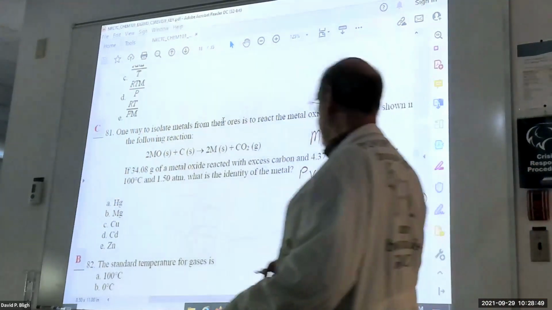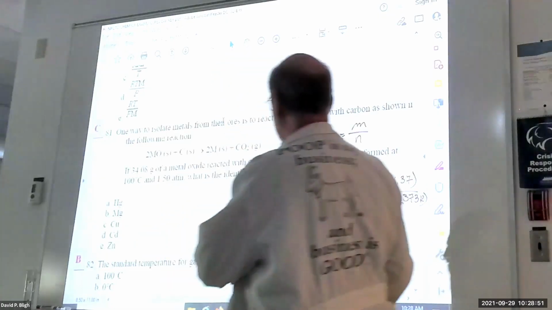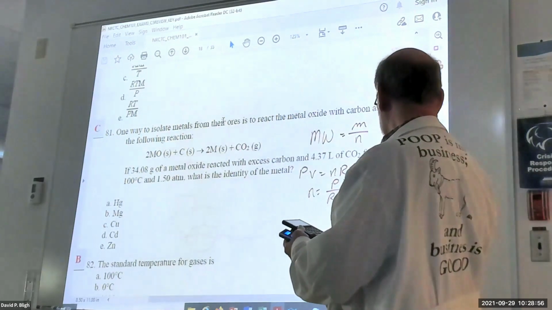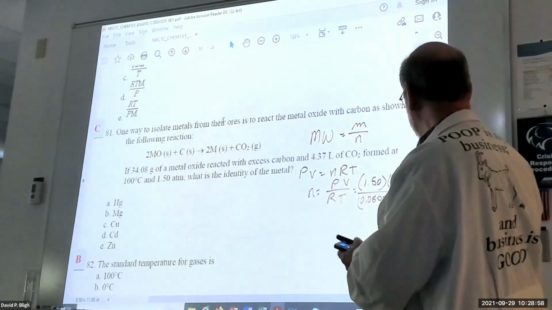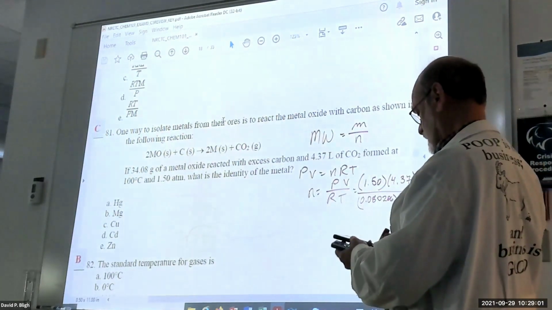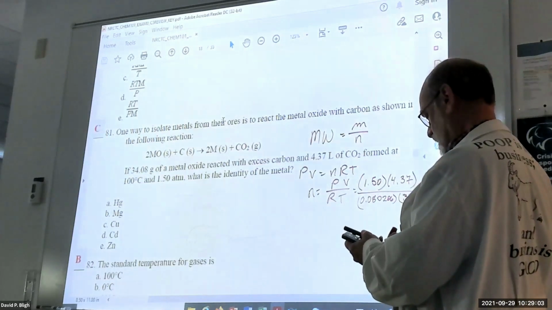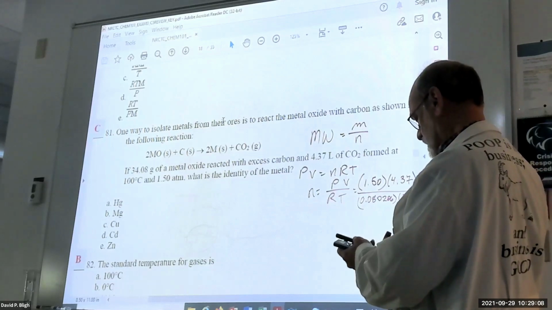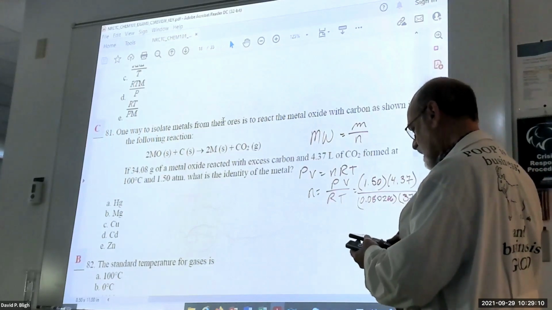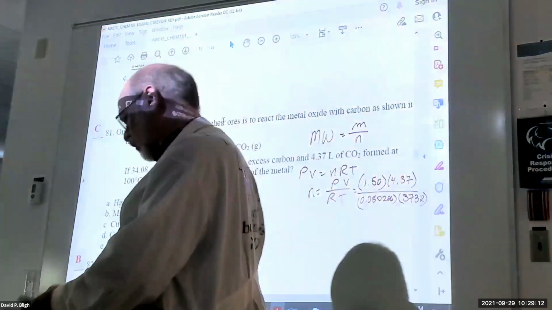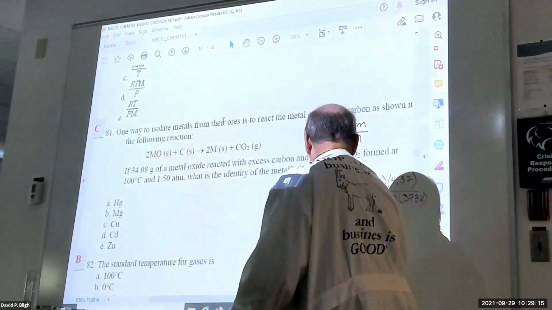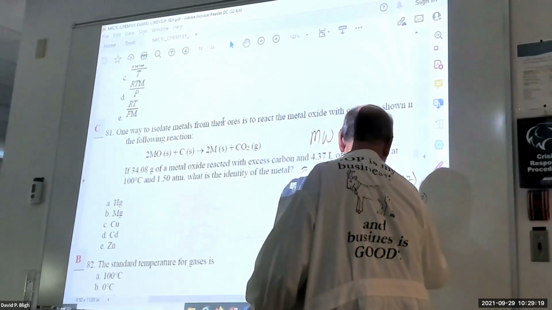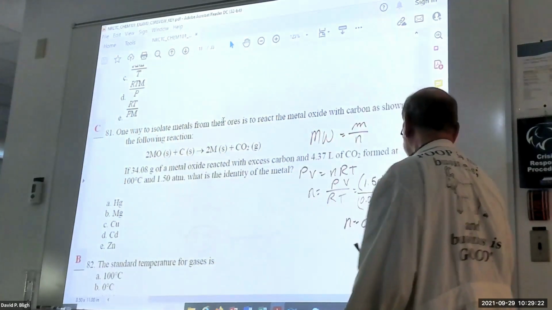Okay. Now we'll find out how many moles of carbon dioxide were produced. So let's see, 1.5 times 4.37 divided by 0.08206 and divided by 373. So we have 0.214. 0.214 moles. And that's carbon dioxide.